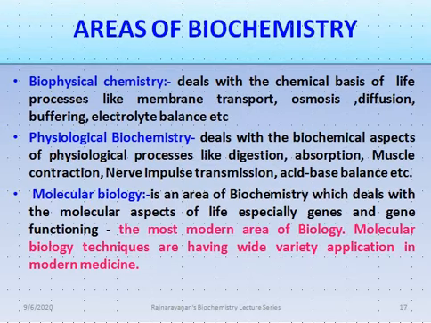Biophysical chemistry deals with the chemical basis of life processes like membrane transport, osmosis, diffusion, buffering, electrolyte balance, etc. Then physiological biochemistry deals with the biochemical aspects of physiological processes like digestion, absorption, muscle contraction, nerve impulse transmission, acid-base balance, etc.